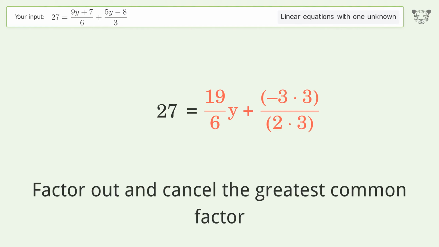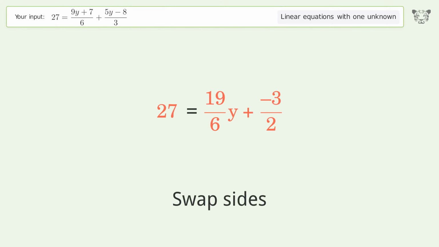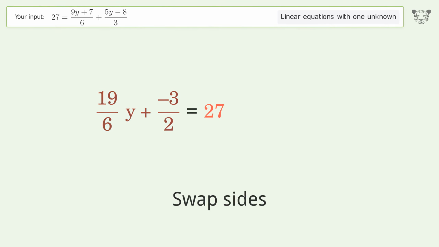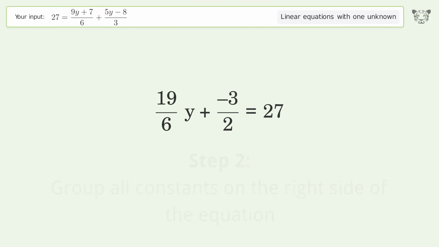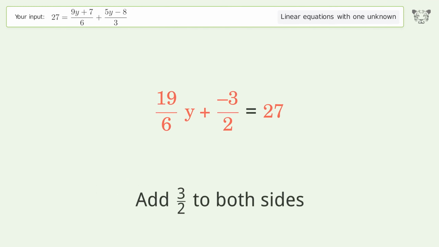Factor out and cancel the greatest common factor. Swap sides. Group all constants on the right side of the equation. Add 3/2 to both sides.